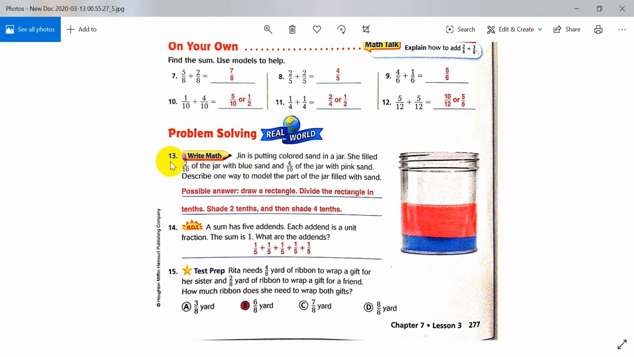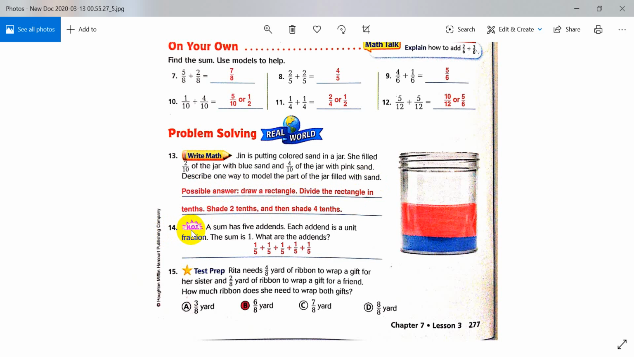Okay, complete. Question number 13. Jen is putting colored sand in a jar. She filled 2 tenths of the jar with blue sand and 4 tenths of the jar with pink sand. Describe one way to model the part of the jar filled with sand. Draw a rectangle, divide the rectangle into tenths, shade 2 tenths, and then shade 4 tenths to model the part of the jar filled with sand.